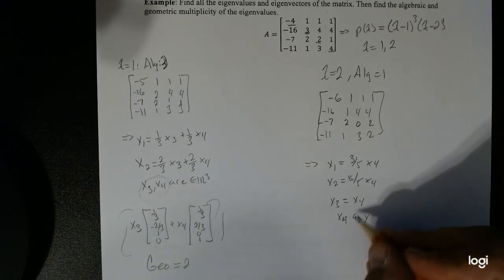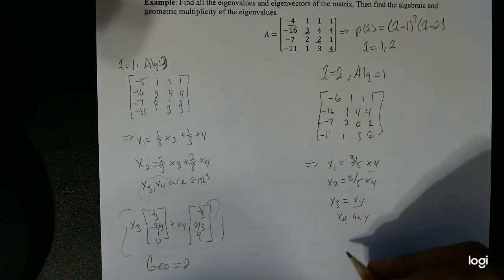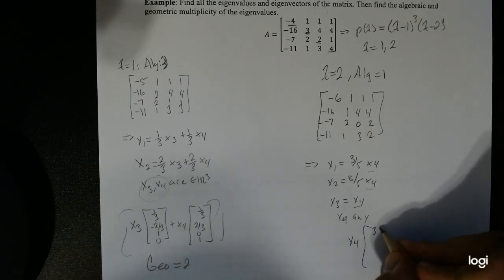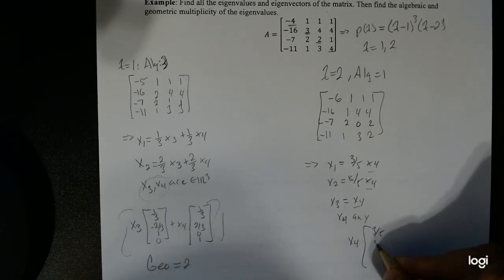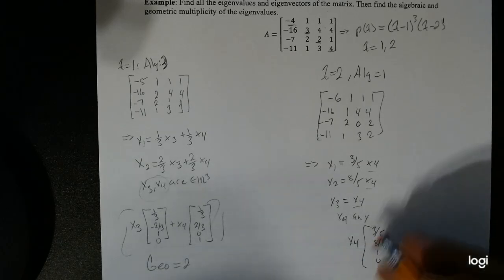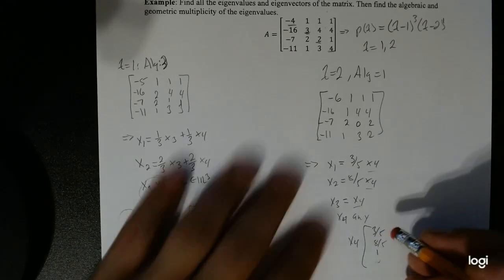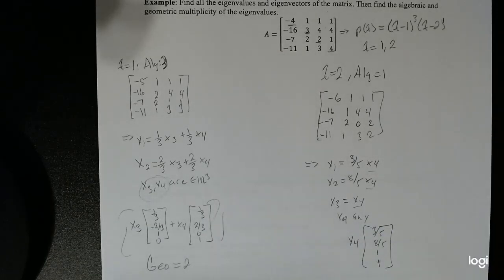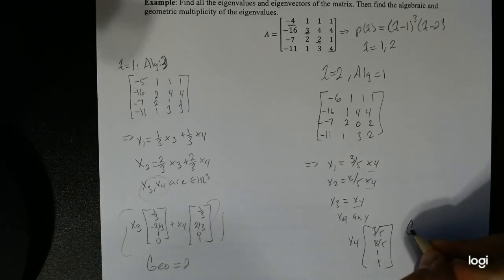Now again, notice they all depend on one vector, so that's going to be just x4. So 3/5, 8/5, 1 and 1, since x equals that. And there we go. So this has geometric of 1.